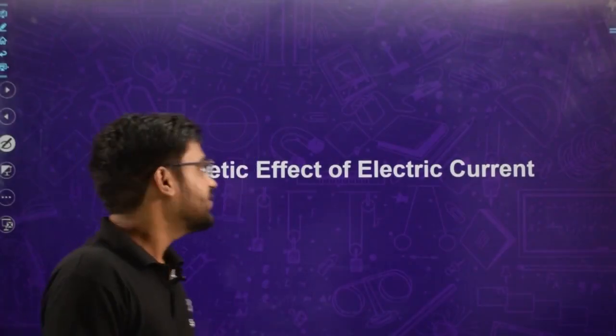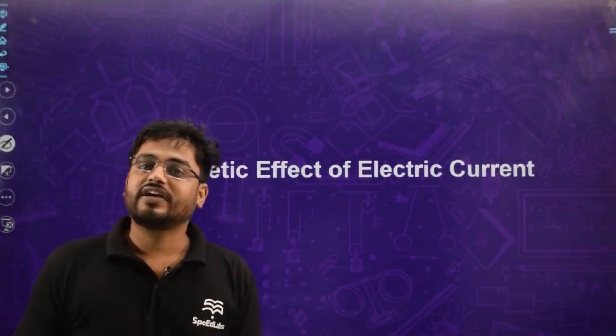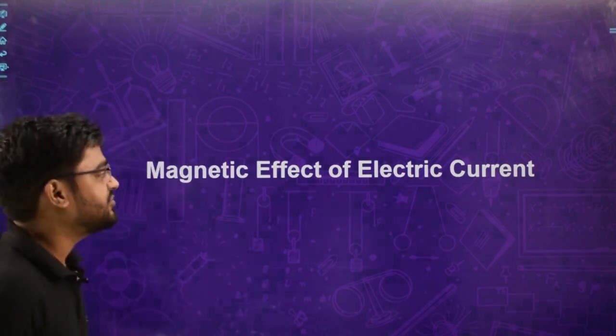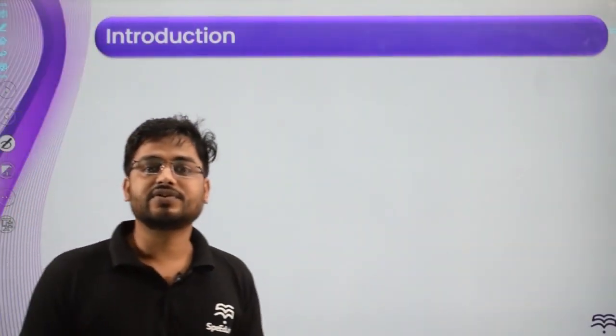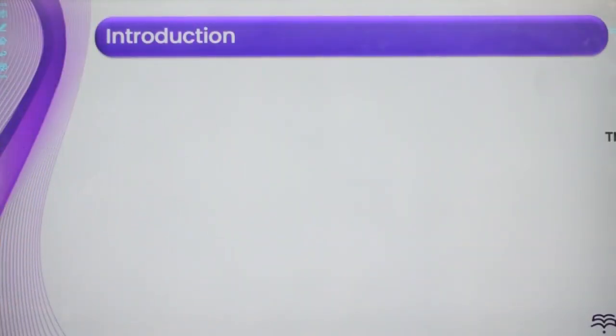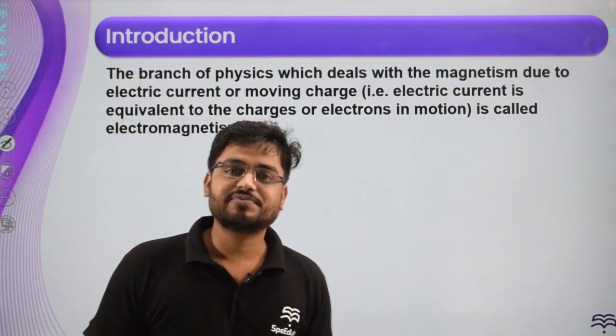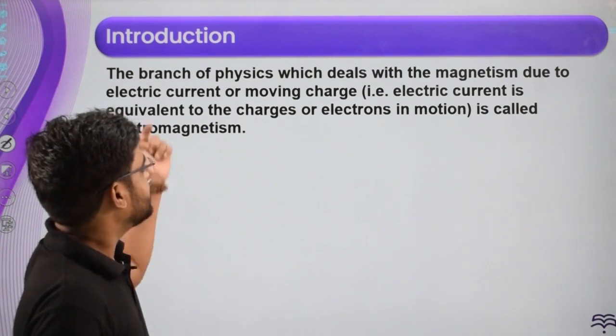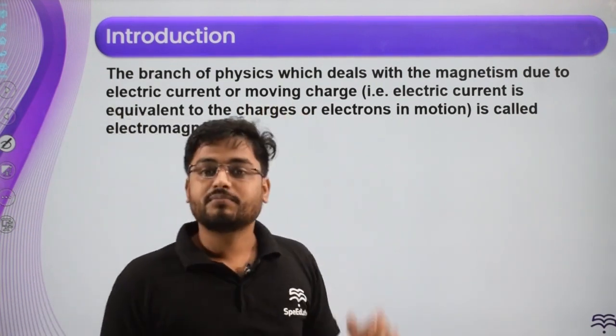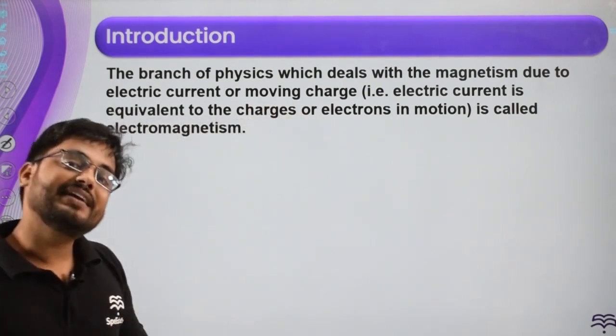Hi everyone. We are going to start magnetic effect of electric current. That's our next chapter. Let us start with the introduction. So what is electromagnetism? Electromagnetism is a branch in which we basically deal with charges or electrons, and the motion of them in magnetic and electric fields.